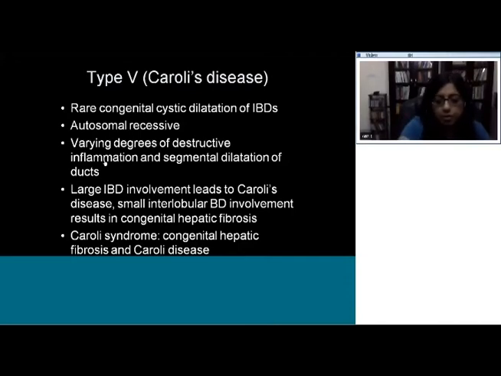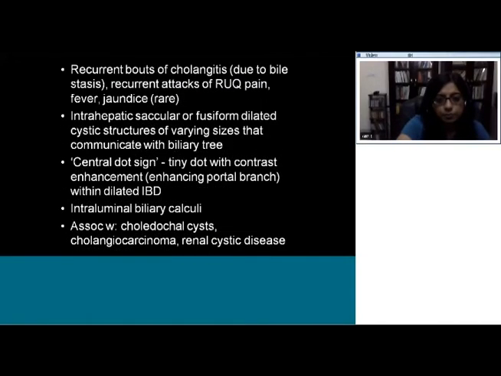These patients present with recurrent bouts of cholangitis due to stasis of the bile, recurrent attacks of right upper quadrant pain, fever, and rarely with jaundice. On imaging, there are intrahepatic saccular or fusiform dilated cystic structures that communicate with the biliary tree. The classical sign is the central dot sign, which is a tiny dot with contrast enhancement due to the enhancing portal branch within a dilated intrahepatic bile duct. They can have intraluminal calculi within the biliary tree. Associated findings can be choledochal cyst, cholangiocarcinoma, and renal cystic disease.